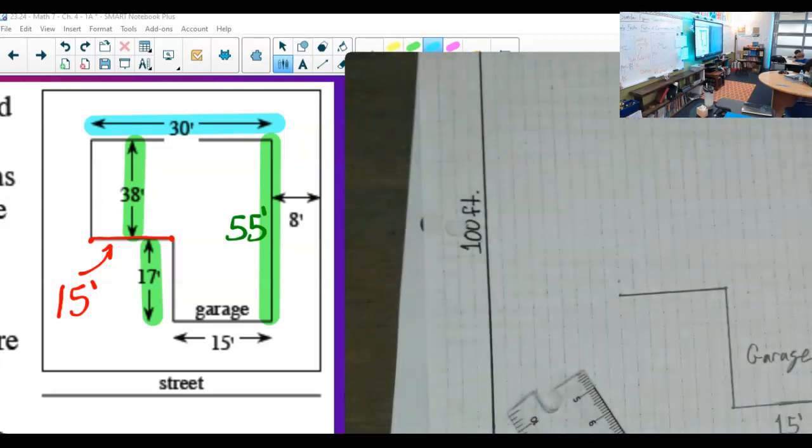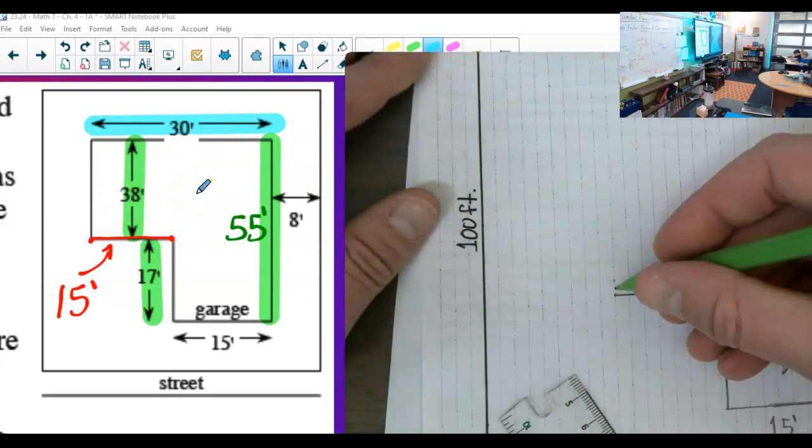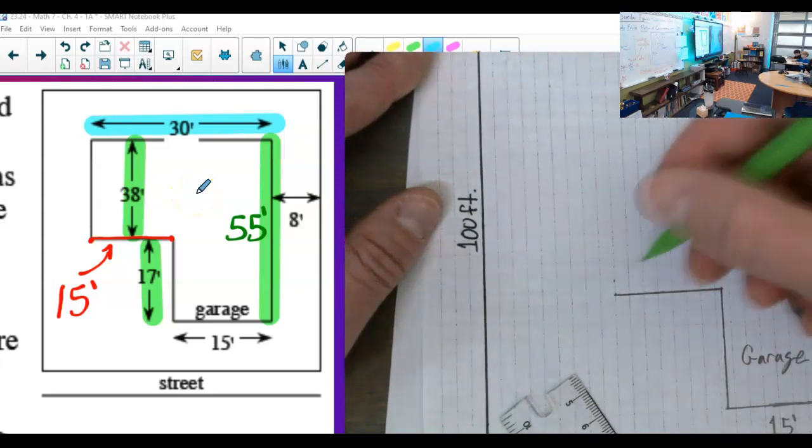Guys, they tell you this drawing over here is not to scale, but what I'll say differently is this drawing sucks. It's not on graph paper. The 38 and the 17 pretty much look the same length, and they're totally not. This drawing sucks. We're making it better. So from here, we're going to go up 19.